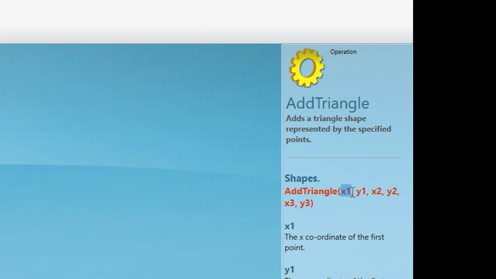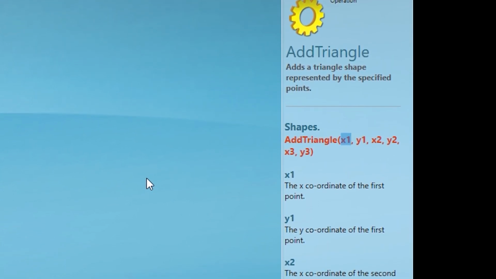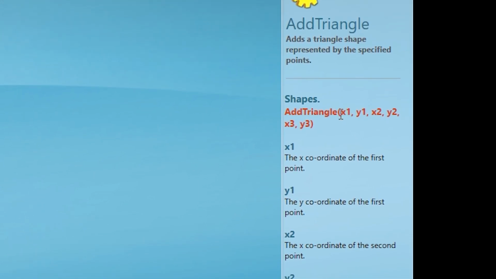X1 is a number which decides the x value or the horizontal axis of the first head of the triangle or the first point. Remember, a triangle has 3 points, and for each point, you need to give 2 numbers. The horizontal axis, how much to the right or left should that point be, and how high or how low on the graphics window should that point be.